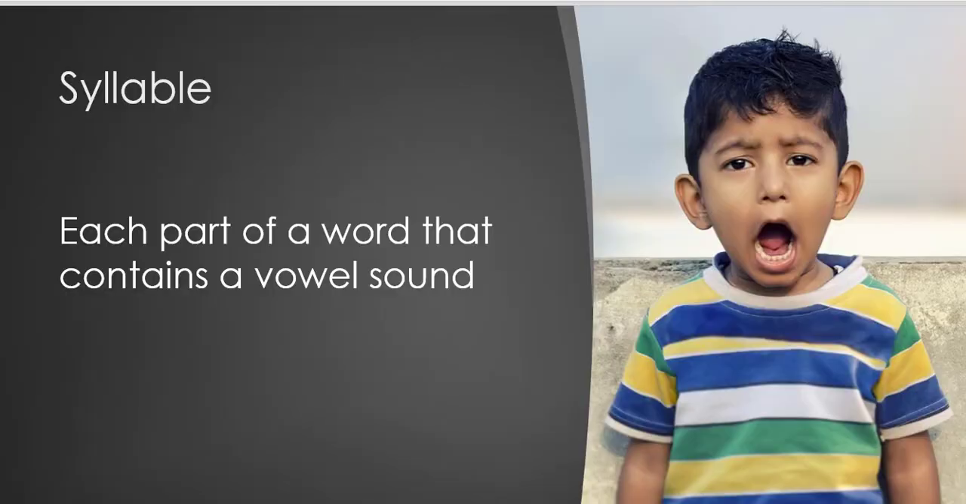Syllable. A syllable is a part of a word that contains a vowel sound. Every syllable has a vowel sound. Every time you make a vowel sound, you open your mouth. You can count the number of syllables in a word by counting the number of times you open your mouth when you say the word. For example, Wisconsin has 3 vowels. Wis-con-sin. I make 3 vowel sounds and hear 3 syllables in the word Wisconsin.